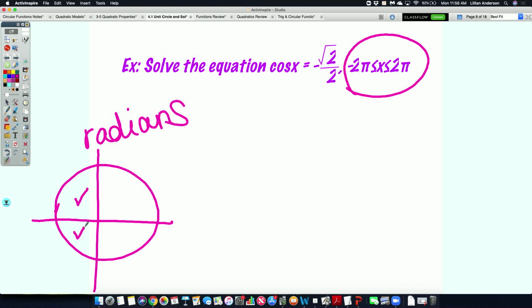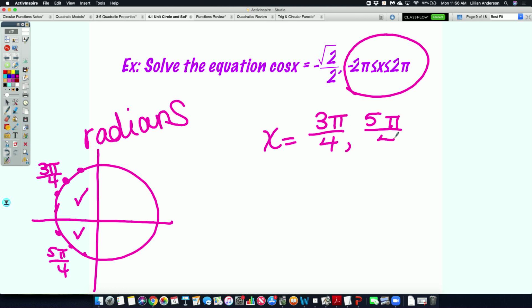Which radian in the second quadrant is your x value a negative square root 2 over 2? 3 pi over 4. It's that one that's smack dab in the middle. It's your 3 pi over 4. And what about in your third quadrant? Which one is it? 5 pi over 4. So x is equal to 3 pi over 4, 5 pi over 4, and those are your solutions from 0 to 2 pi. Did everybody catch that?